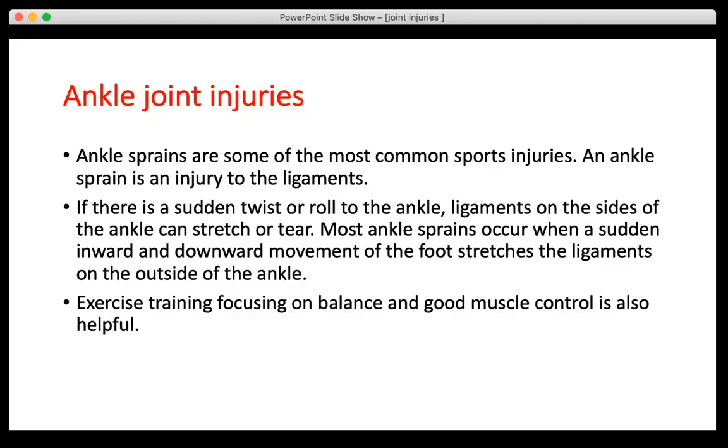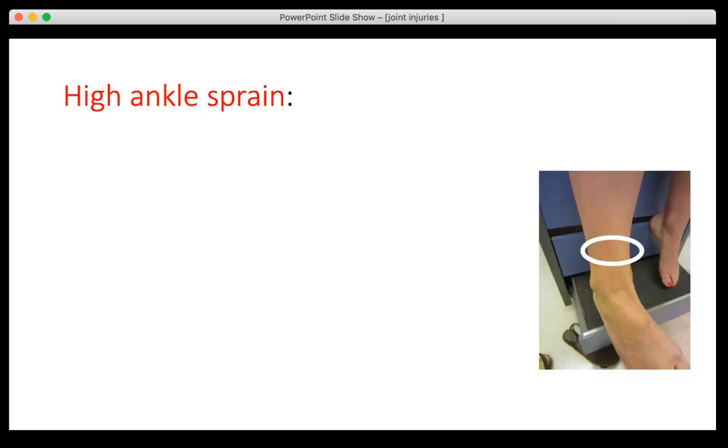Exercise training focusing on balance and good muscle control is the way to prevent these kinds of injuries. You should do proper balancing exercises to make this joint more stable and strengthen it. And good muscle control, a proper workout, and stretching exercises should be there. And now I'll discuss the different common types.